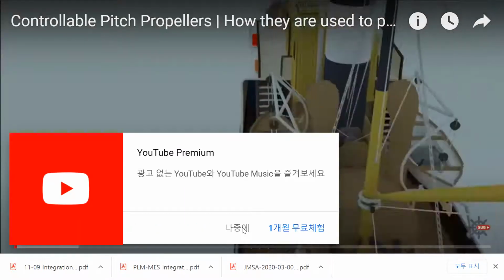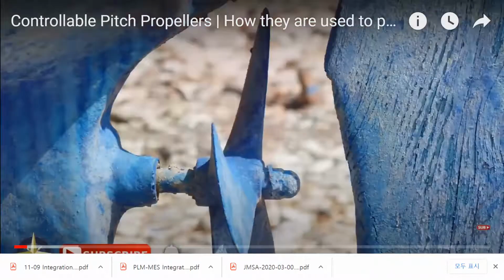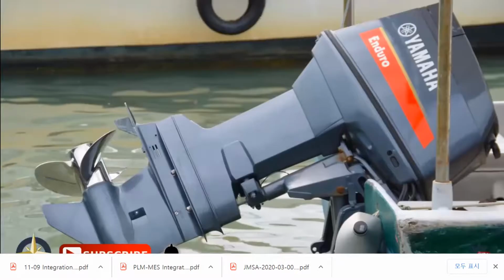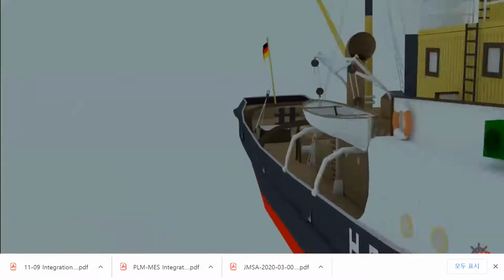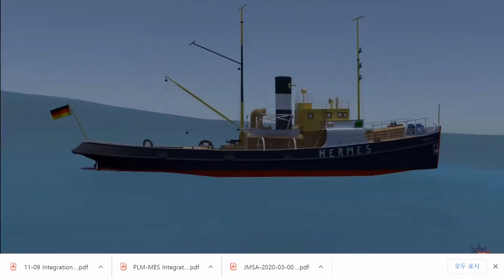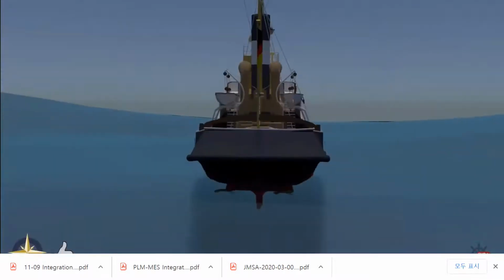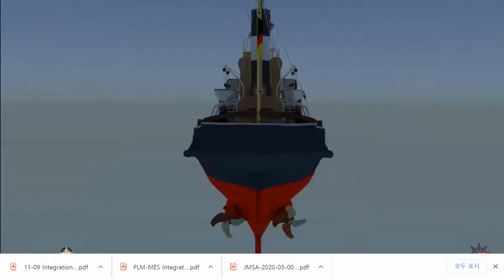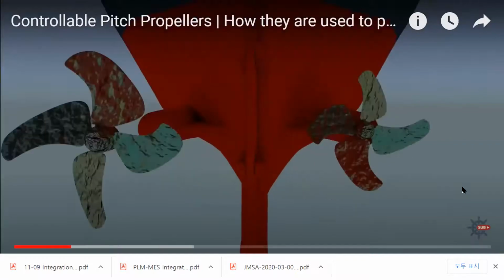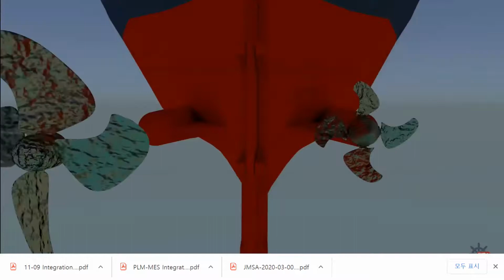Massive ships are powered by massive propellers. Likewise, small boats are powered by small propellers, but the principles are the same. One propeller is the controllable or variable pitch propeller, but how exactly does it work? This vessel is the Hermes. She's an old design deep sea salvage tug fitted with two propellers. I don't know what her original propulsion was, but I can use her for this demonstration and give her one controllable pitch propeller and one fixed pitch propeller.